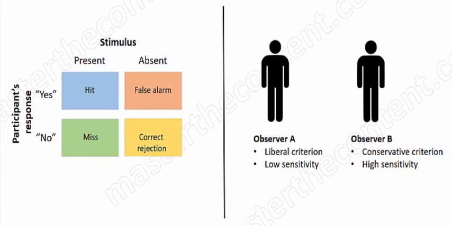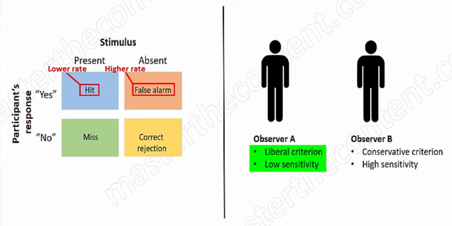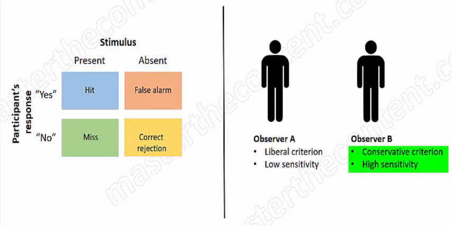In this scenario, if we come over here, observer A with a liberal criterion and a low sensitivity is more likely to respond with a high rate of false alarms relative to hits, whereas observer B with a conservative criterion and a high sensitivity is more likely to respond with a high number of hits relative to false alarms.